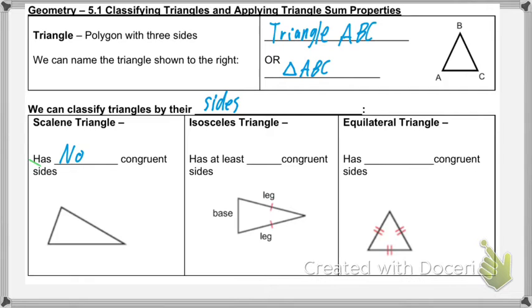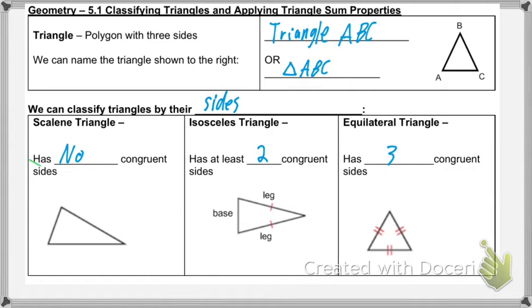Isosceles, yes, it's a fun word to spell. An isosceles triangle has at least 2 congruent sides. Now we say at least 2 congruent sides, but it really ends up just being 2. It can have 3 congruent sides and still be considered isosceles, but you never call a triangle with 3 congruent sides isosceles. It technically is, but we just have a more specific name for it, which is the equilateral triangle, which has 3 congruent sides.